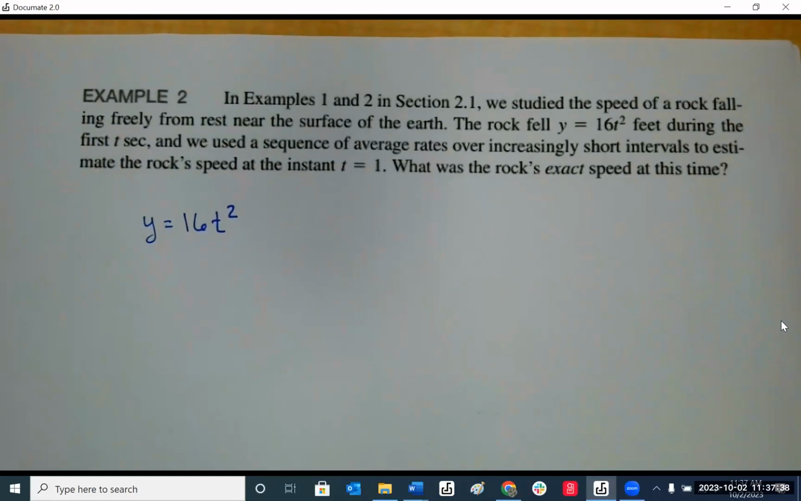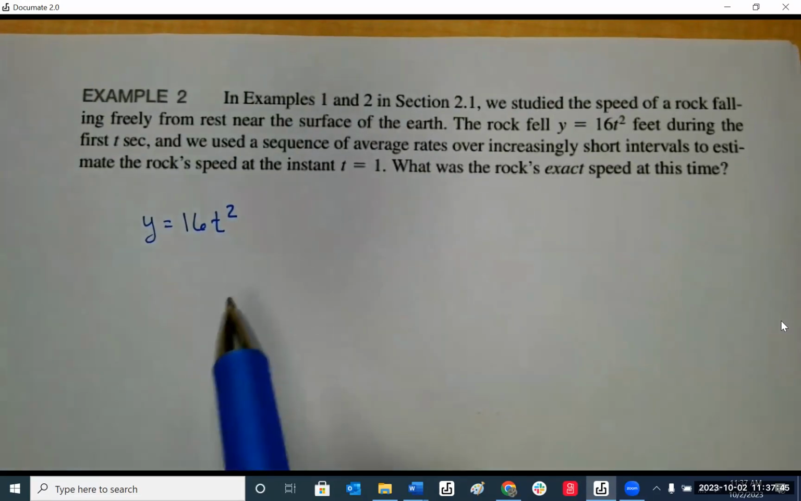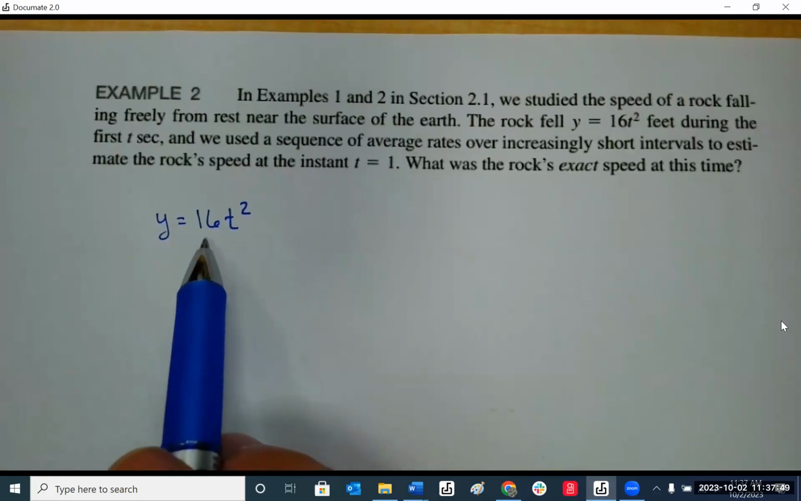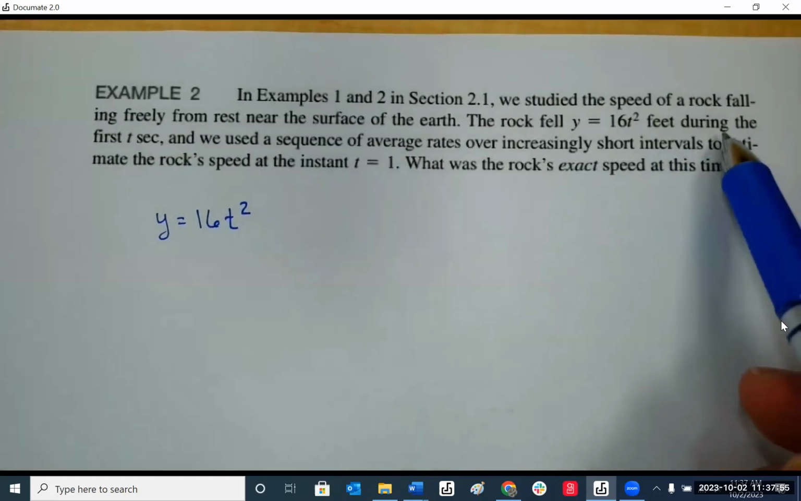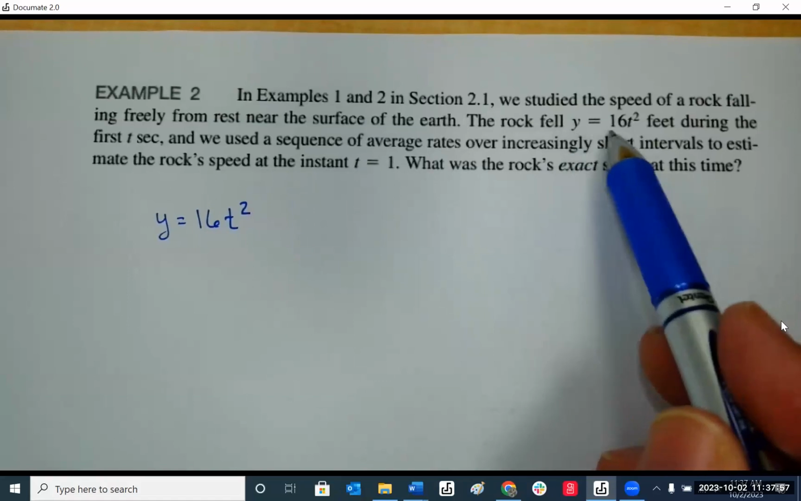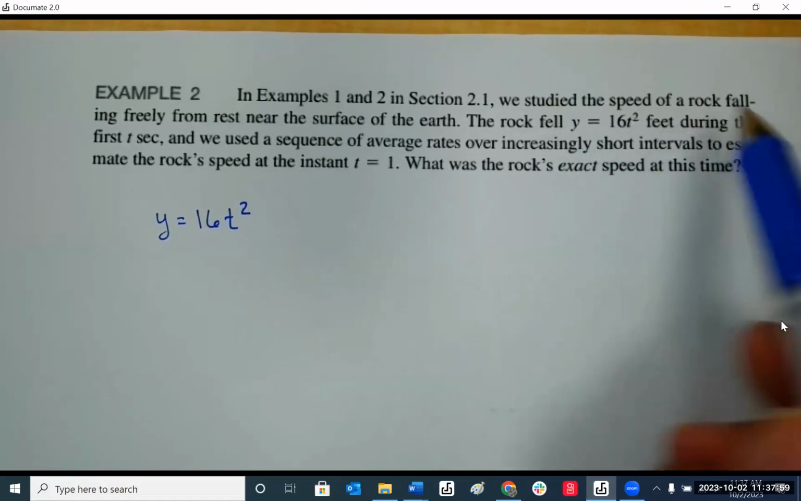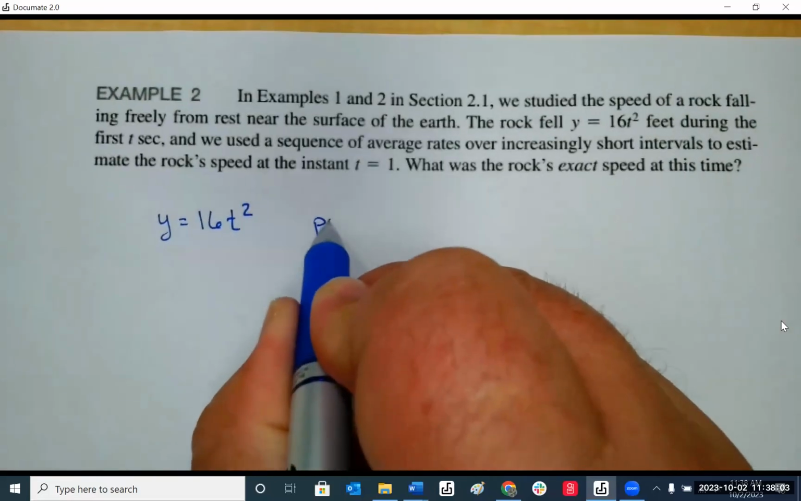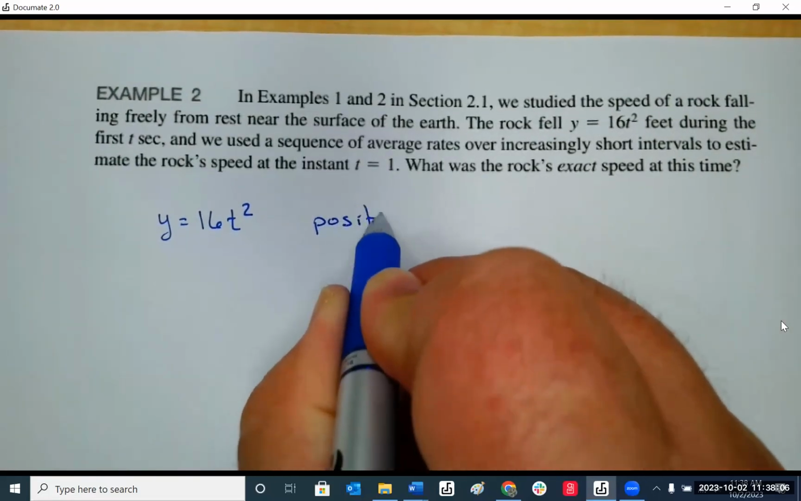Nope. What did we just learn? Because remember, is this the speed? No, what is it? The rock fell y equals 16t squared feet during the first t seconds. This is a position function. It's still not that position.